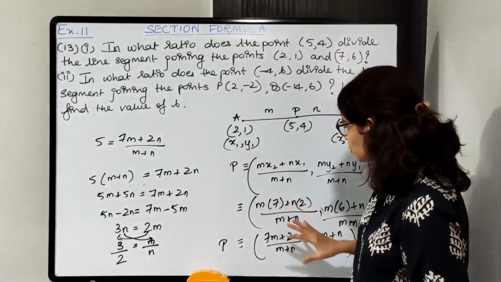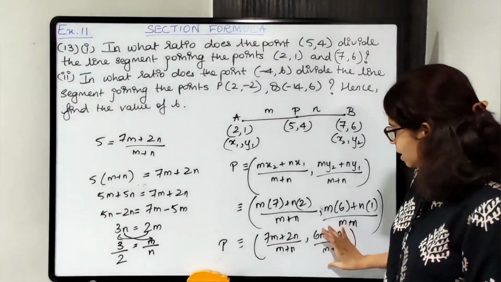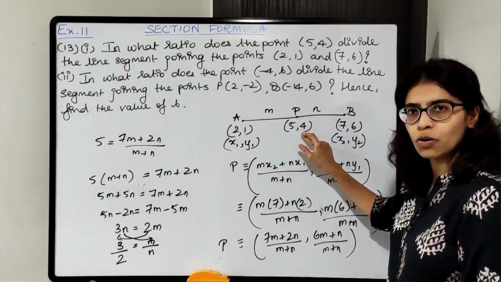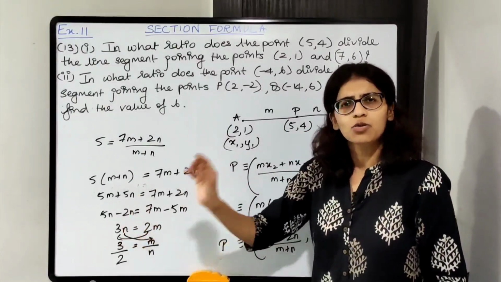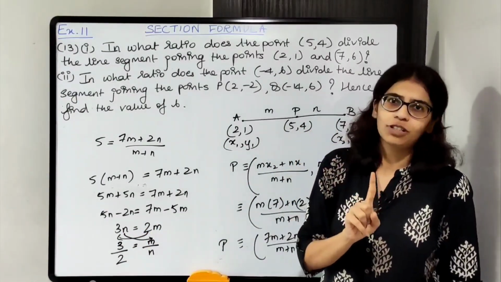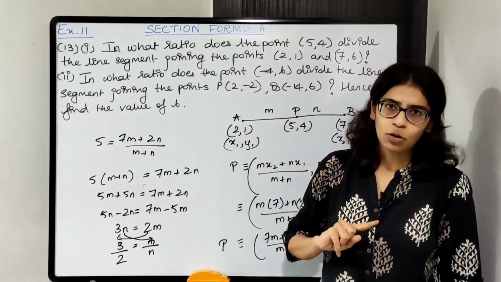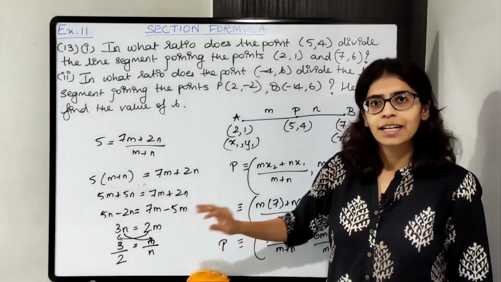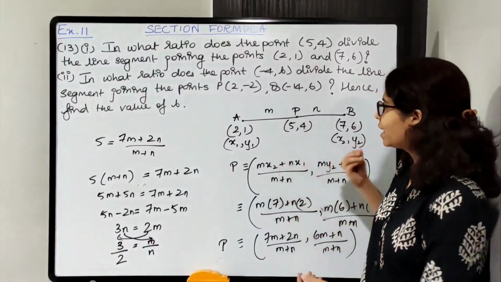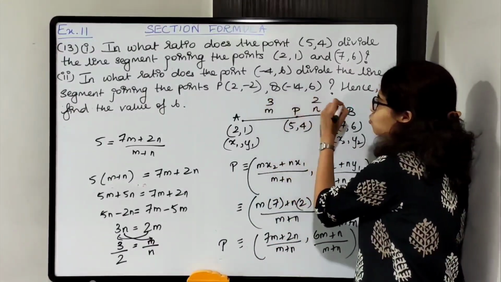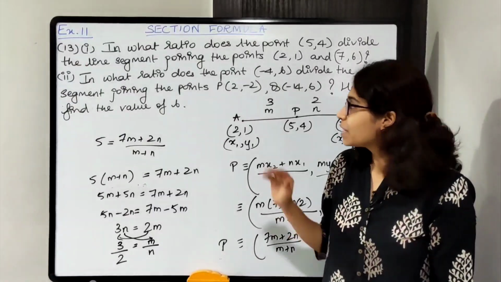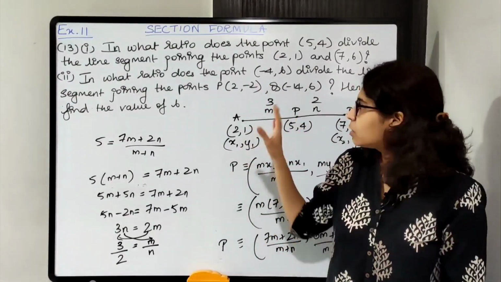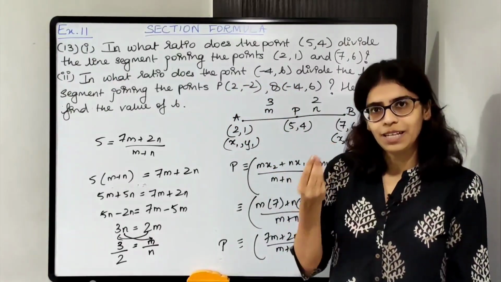Even if you consider this one, 6m plus n upon m plus n is equal to 4, you will still get the same answer. Any one of the two you have to consider, either the x coordinate or the y coordinate. This is how you will solve and get the ratio, 3 is to 2. The same thing applies for the second question, the second part, but the coordinates are different, so the ratio will be different.